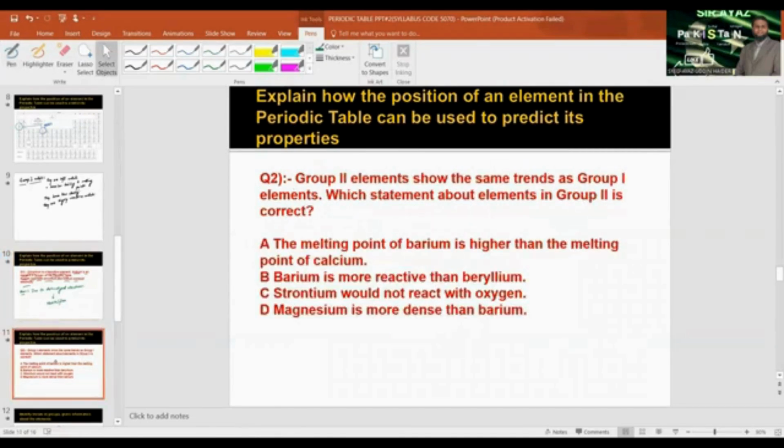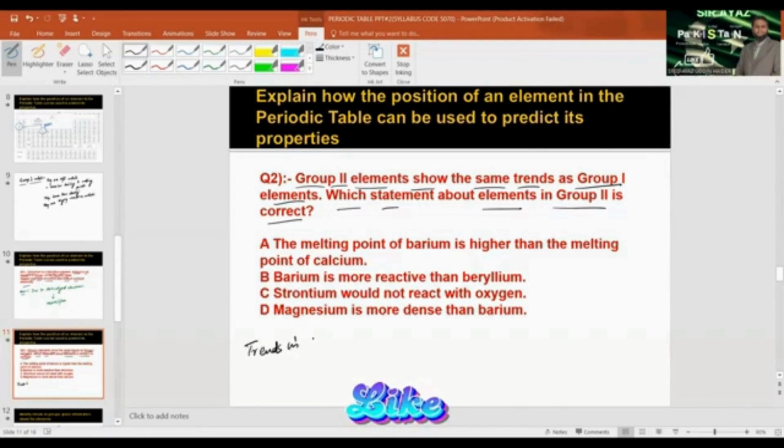Here's another past paper question. Group 2 elements show the same trends as group 1 elements. Which statement about elements in group 2 is correct? First of all, I am writing the trends for group 1, because this will help you in answering these questions. These are the trends in group 1.